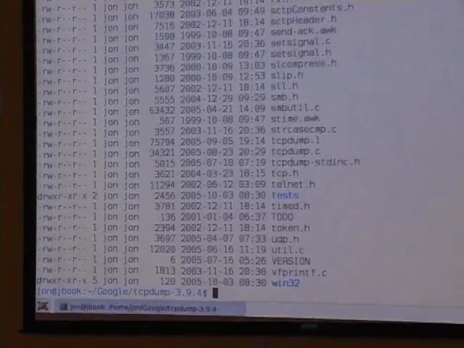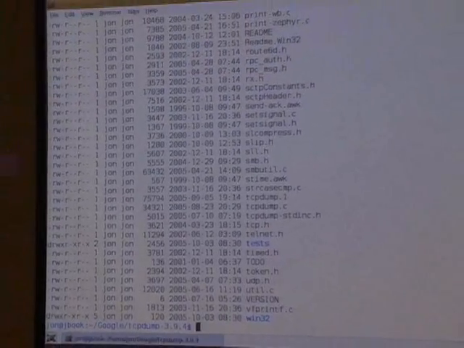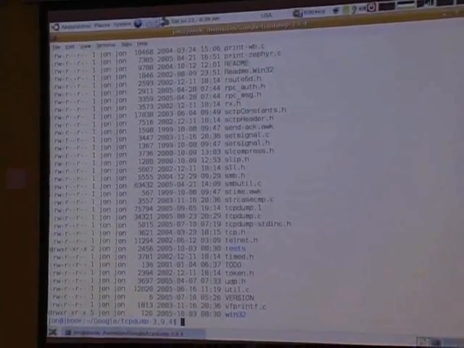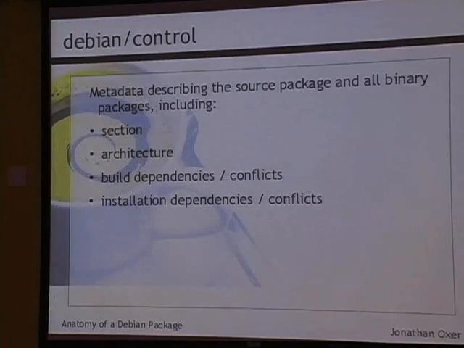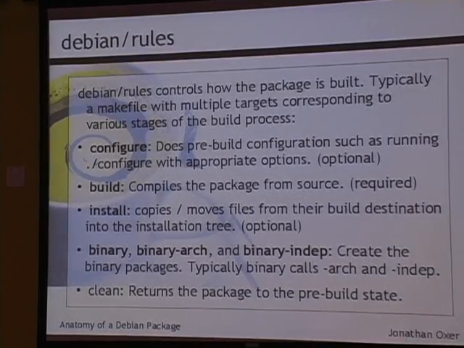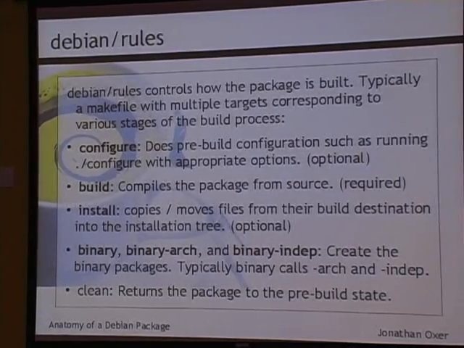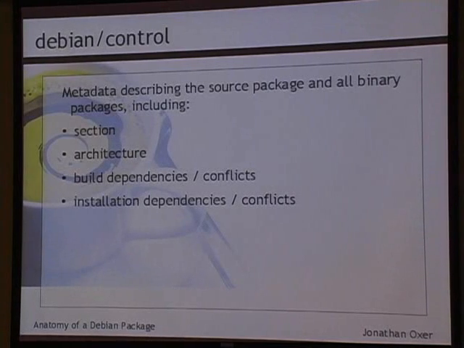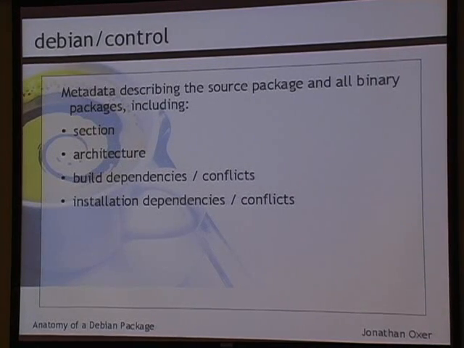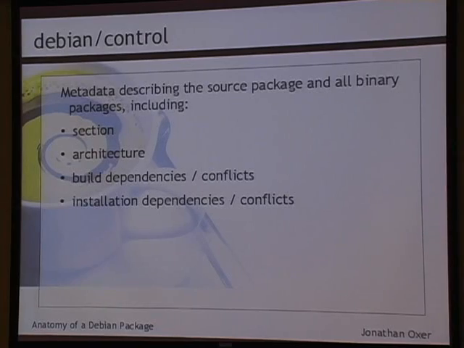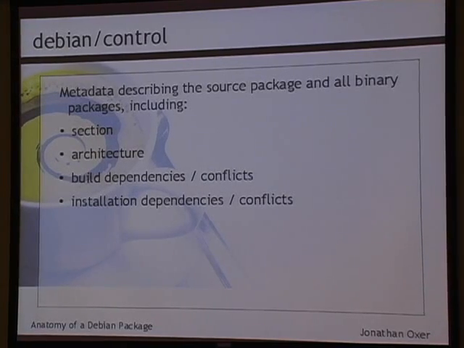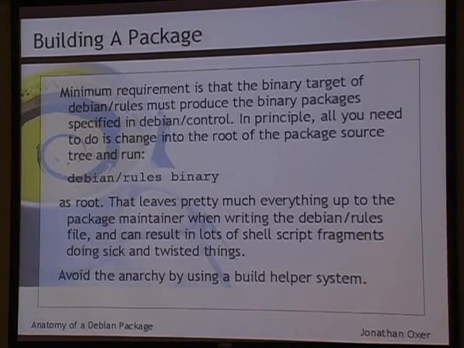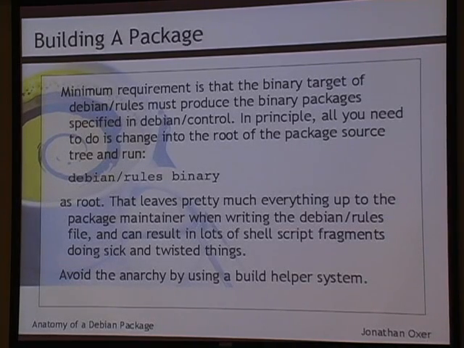Now what we can do, if you were doing this the hard way, is create a Debian directory which contains all of that meta information. So what we need in there is a Debian rules file, which is the make file that controls the build process of the package. We also need a Debian control which contains all of the metadata, including section, architecture, build dependencies, and those things we saw earlier. Now you can do all of that manually and then simply execute Debian rules to build the binary package, but that can be really painful.